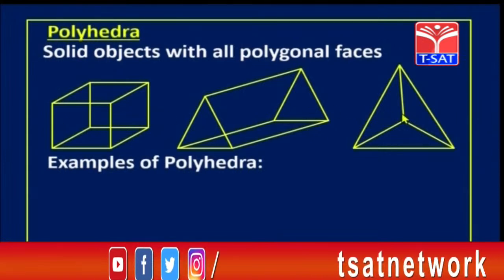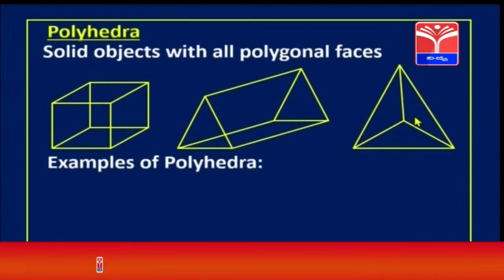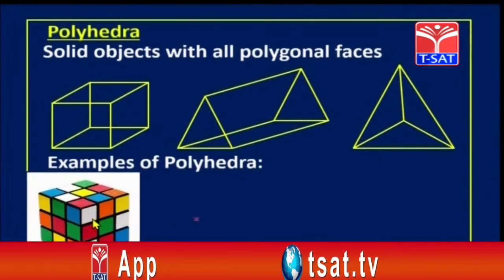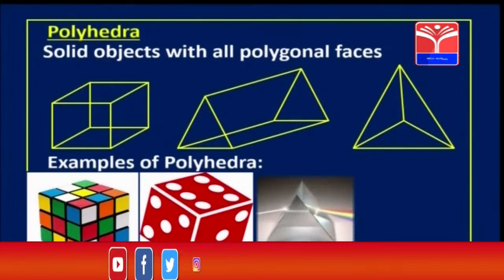All these have only polygonal faces. We do not have any curved faces, children, here. We have only polygonal faces. So let us understand the examples. Have you seen a Rubik's cube any time, children? Yes, it is a polyhedra. Dice, yes, it is also a polyhedra.